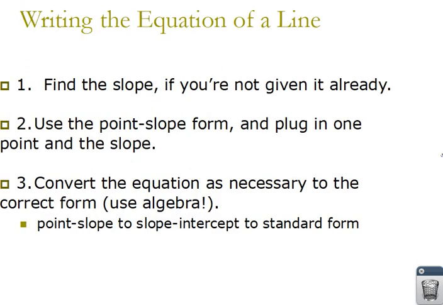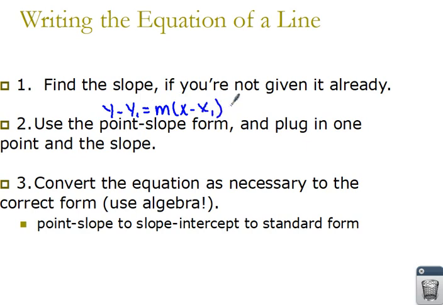Alright, to write the equation of a line, you're going to find the slope if you're not given it already. If you're already given the slope, then you can skip step 1, go straight to step 2. For step 2, you use the point slope form, plug in one point and one slope. Point slope form is probably the easiest way to do this because you can do all the algebra straight from it. So this is a form that you need to get familiar with.